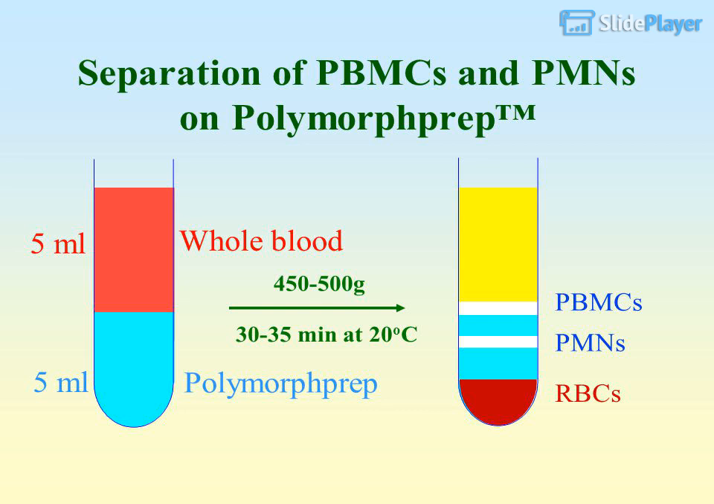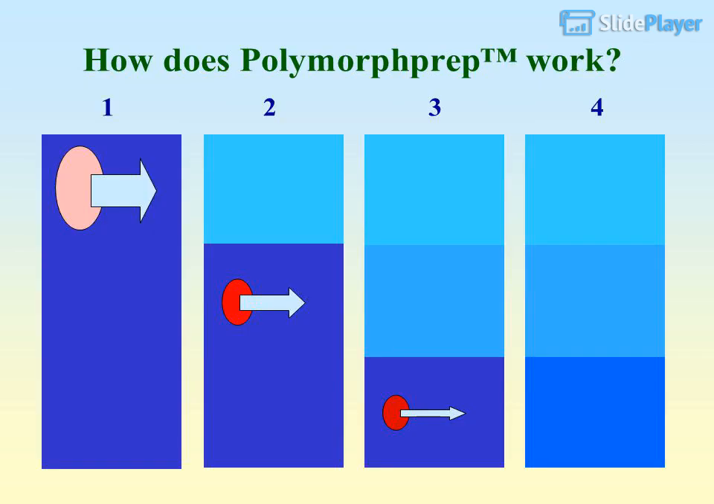Whole blood, 5 milliliters. Polymorphprep. PBMCs, PMNs, RBCs. 450 to 500 grams, 30 to 35 minutes at 20 °C. Polymorphprep is the only medium that will separate PBMCs, PMNs and red blood cells from whole blood, using the format shown in the slide. How does Polymorphprep work?